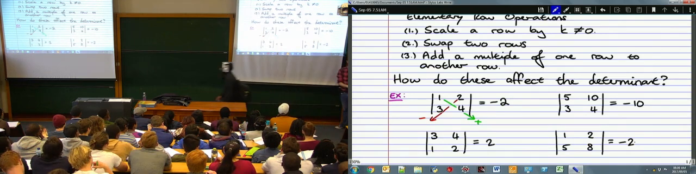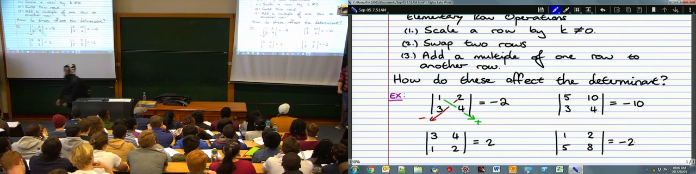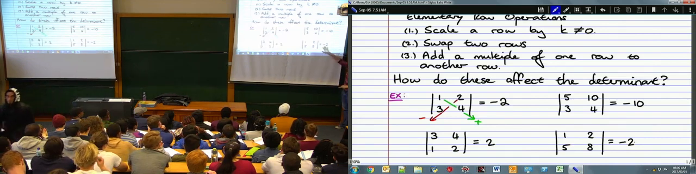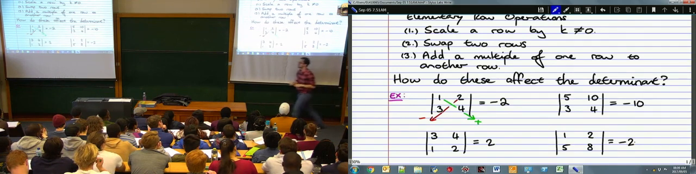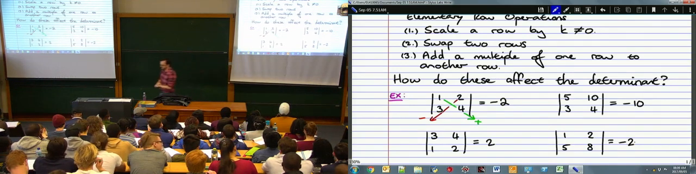And this is maybe the most surprising one. If I take a scalar multiple of one row and I add it to another row, the value of the determinant doesn't change. And this also is true in general. So we're going to try to show that all of these things are true.